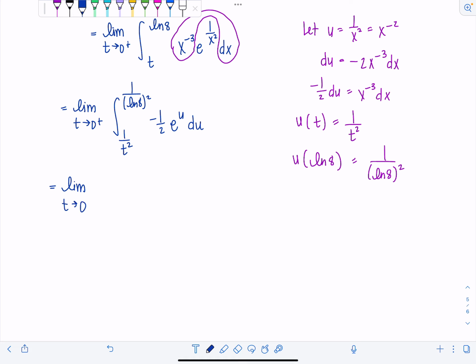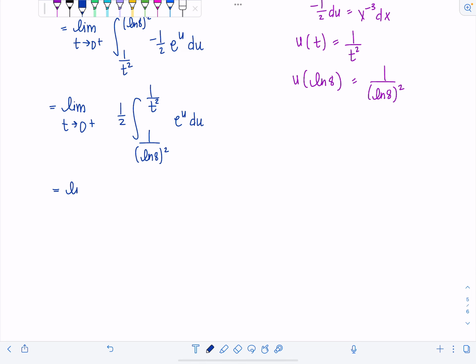So we've got the limit as t goes to 0 from the right. I'm going to pull the 1/2 out as well. Do a little flipperoo, so we've got 1 over ln of 8 squared on the bottom, 1 over t squared up top, and then we have e to the u du. Okay, that's such a cute little antiderivative, right? E to the u, it's just e to the u. So now we've got the limit, t approaches 0 from the right, 1/2 e to the u, and this is evaluated from 1 over t squared to 1 over ln of 8 squared.